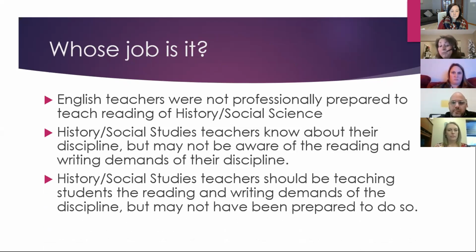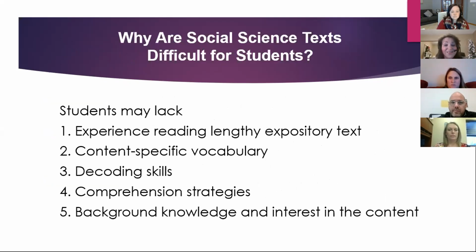So they may not have been prepared to, but that is a great opportunity to start sharing with our teachers: it may come easy to you, but it doesn't necessarily come easy to your kids. So why are social science texts difficult for kids? It could be any of these different reasons. A lot of times it could be the length of something. Many times you make an assignment and they're counting how many pages they have to read. And that in itself is a natural human response.